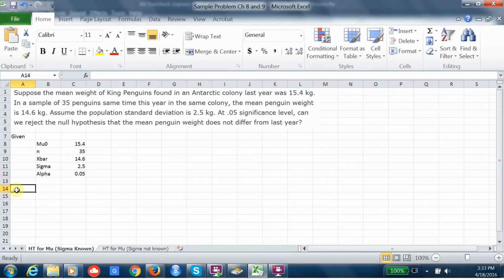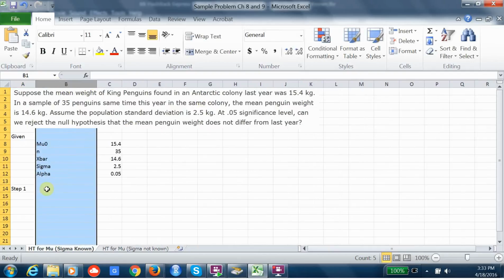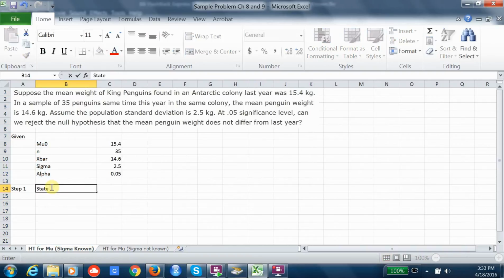Okay, so our first step is we have to figure out what sort of hypothesis test we are doing. We have to state the hypotheses, but of course that also entails that we know what sort of hypothesis test we're doing. So we're going to state the hypotheses. Well, we know what the null hypothesis is because we're testing if the weights do not differ. So we're testing if they're not equal. So this automatically tells us that the alternative is that mu is not equal to mu naught. Okay?